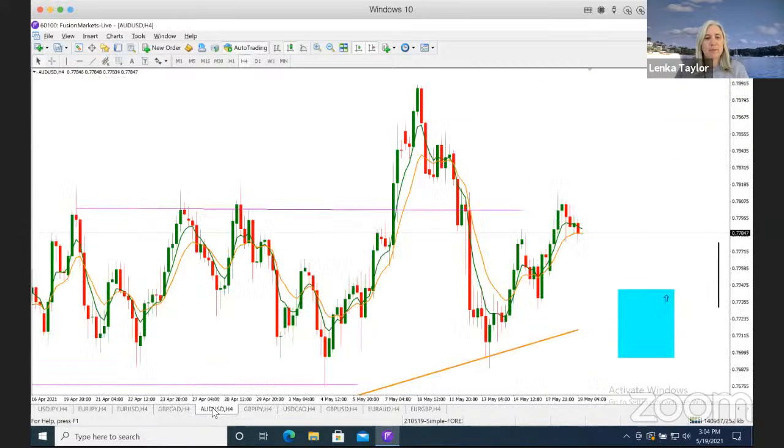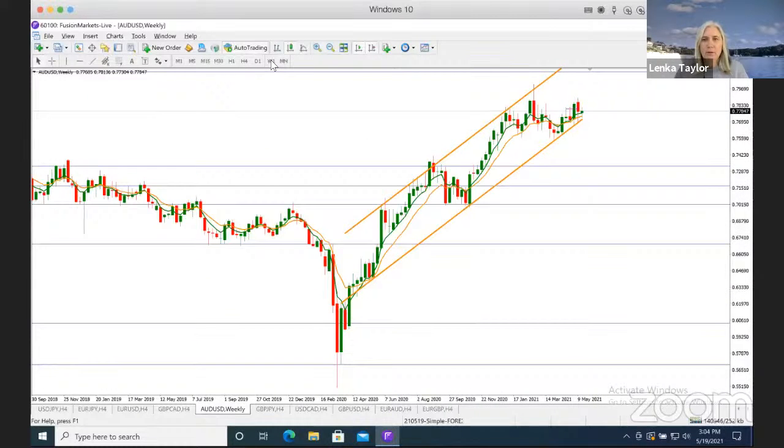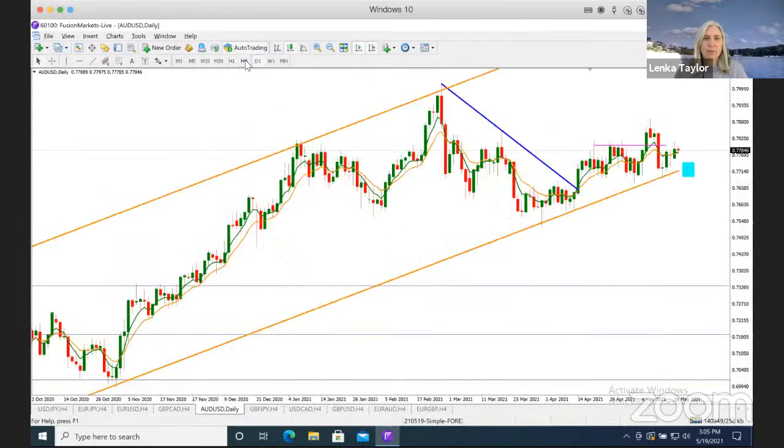Next currency pair I'm looking at is AUDUSD. This currency pair I'm looking for a long, going in the direction of the trend up to that horizontal level. On the weekly, we are within the channel, and on the daily we're just hugging the channel. It's sort of going sideways, but still looking for a long if I get a pullback.